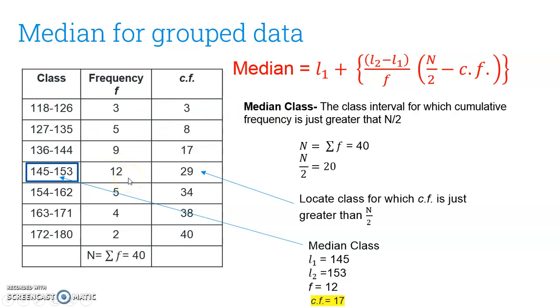And next we need to find the cumulative frequency. Here I have highlighted it. Understand, we are going to consider the cumulative frequency of the preceding class, because our class interval starts at 145, so we consider all the frequencies before this 145 point. So we consider the cumulative frequency as 17. If you substitute all the values in the formula mentioned, you can find the median.